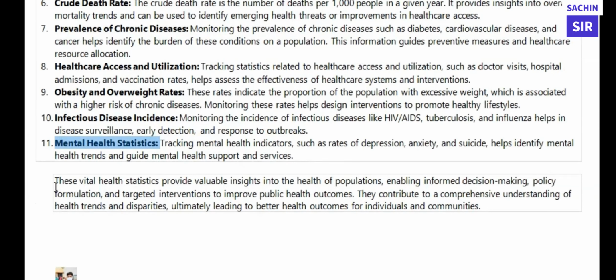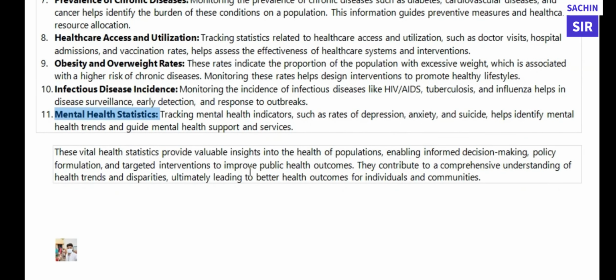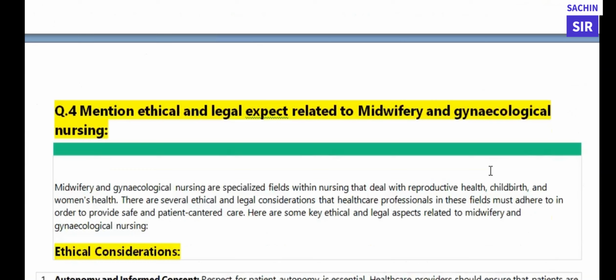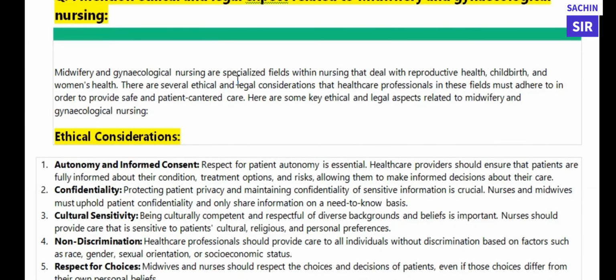These vital health statistics provide valuable insights into the health of populations, enabling informed decision-making, policy formulation, and targeted interventions to improve public health outcomes. They contribute to a comprehensive understanding of health trends and disparities, ultimately leading to better health outcomes for individuals and communities.